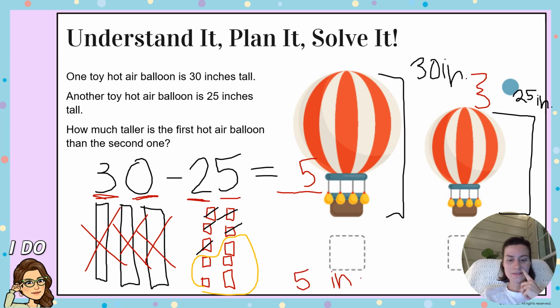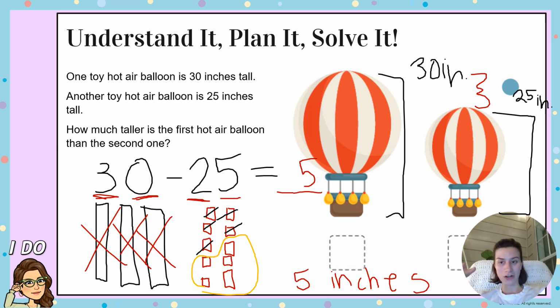inches. If you wanted to be extra fancy, you could answer this in a complete sentence. The taller hot air balloon is 5 inches taller than the first hot air balloon. That's how you could say it. How much taller is the first hot air balloon than the second one? You could say the first hot air balloon is 5 inches taller than the second one. And that's how you'd answer this.